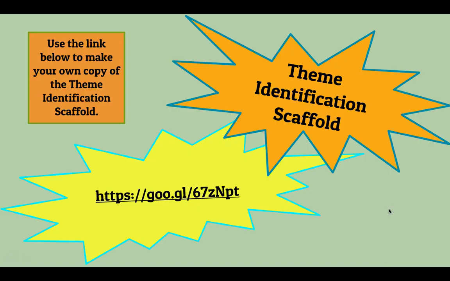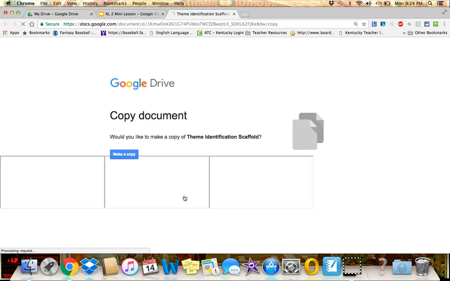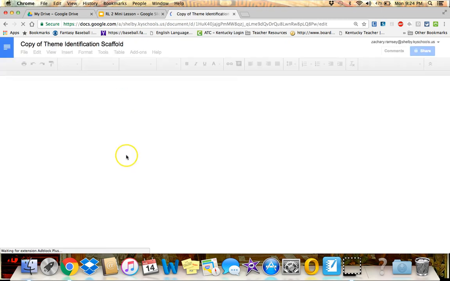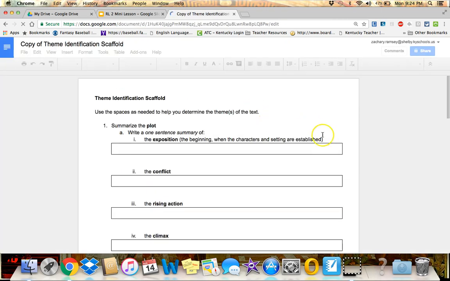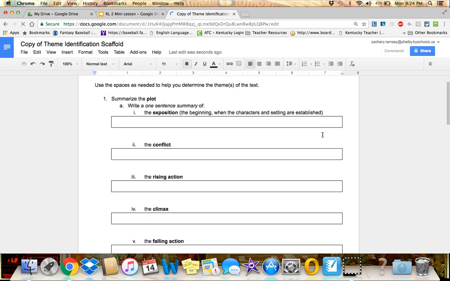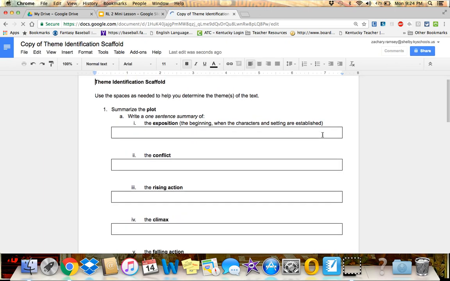Now, part of the problem with identifying theme and the whole standard is it's tough sometimes to figure out what the theme of the story is. So, I have created a scaffold to help you. If you type that in to your browser, you will be able to come over here and make your own copy of the document. So once you make a copy, you will see this. All right. So whatever story you're reading, it doesn't really matter. You can go through this scaffold and it will help you determine the theme of the text.